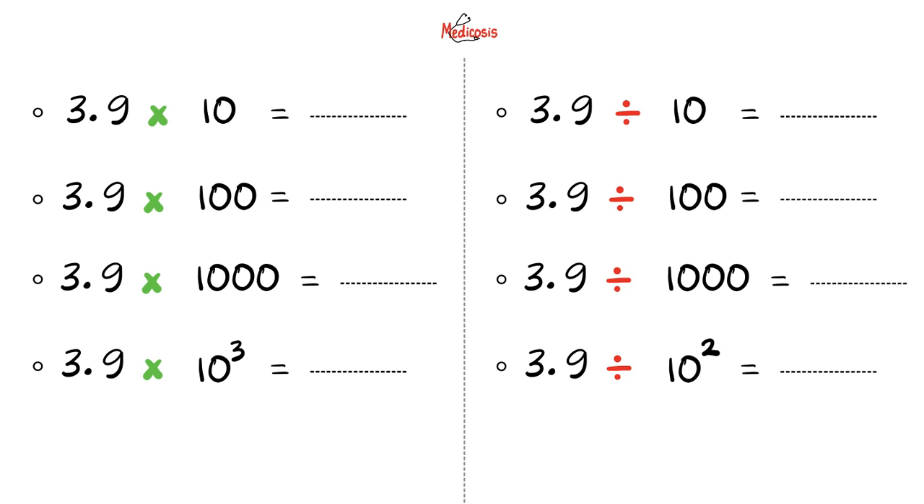If you multiply by 10, you move the decimal point to the right once. How about this? Oh, this is just 10 repeated again.